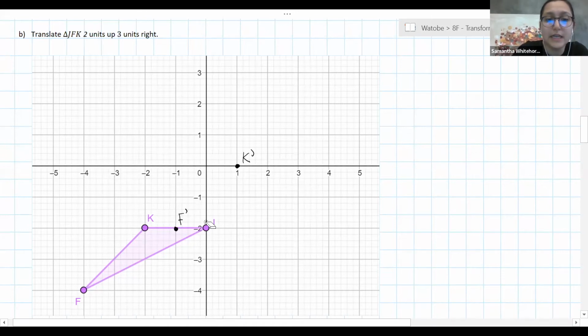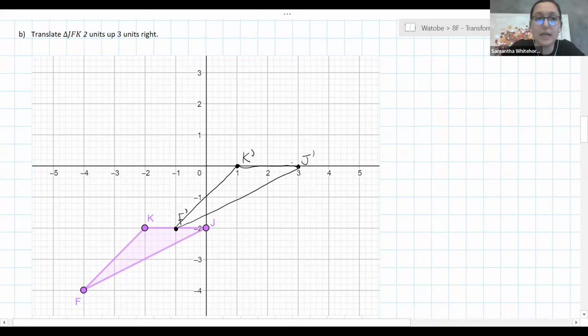And then finally, I need to do the same thing for J. 2 units up, 1, 2, 3 units right. So the new point for J, so J dash, is going to be at the coordinate 3, 0. Then obviously you take your ruler and you draw in your lines, the sides of your triangle. That's a shocking line. Didn't get any better, but it's all right.